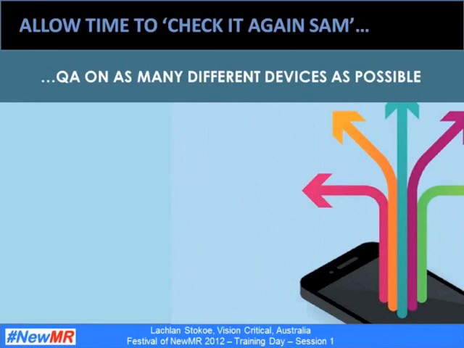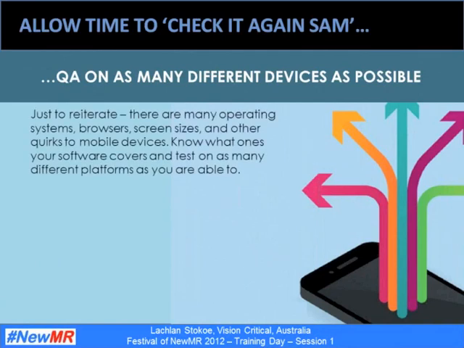In terms of QA, using mobile can add time and potential for error. So make sure you allow enough time to check it again. Just to reiterate, there are many operating systems, browsers, screen sizes, and other quirks to mobile devices. Know what ones your software covers and test on as many different platforms as you're able to.